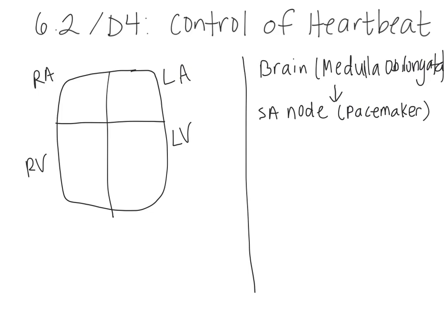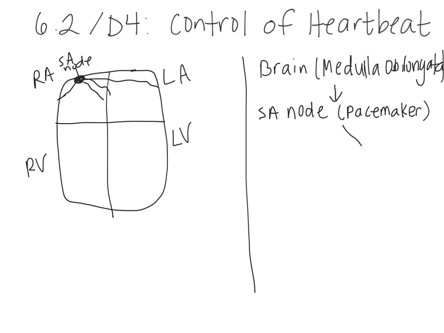Okay, this SA node is located right here in your heart. This is the SA node, a specialized group of nervous tissue. That nervous tissue runs into the walls of both the right atrium and the left atrium. And when the SA node fires, it is going to do two things.